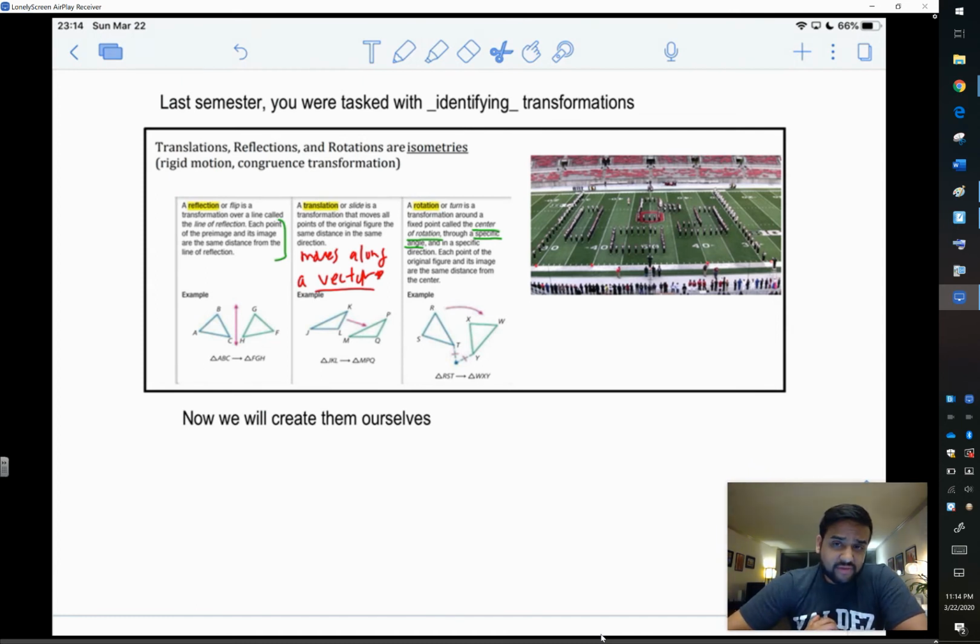We also watched a pretty fun video, if you remember, of the Ohio State Marching Band doing transformations in their video game halftime show, which is pretty awesome. Our new skill this semester is not identifying transformations, but rather creating them, being able to make them on our own. And that's a little bit harder.